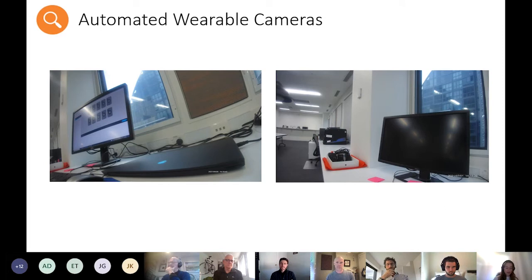Here's an example of two images taken by one of our cameras at the lab. You can see here that wearable cameras are able to capture the content, so what's on the screen, and the context of children's screen use. So we're able to extract data from these images that previous screen use measures have not been able to measure.